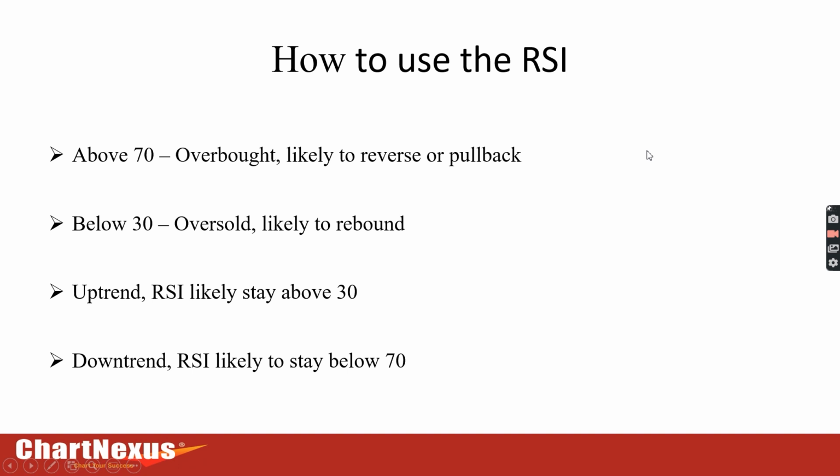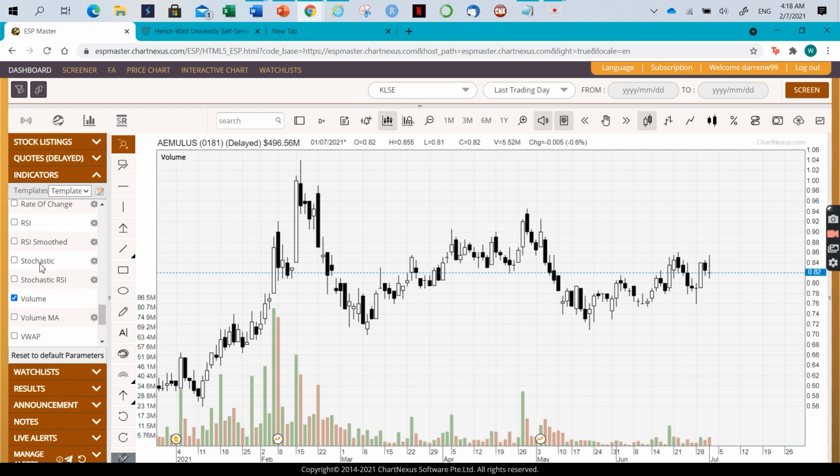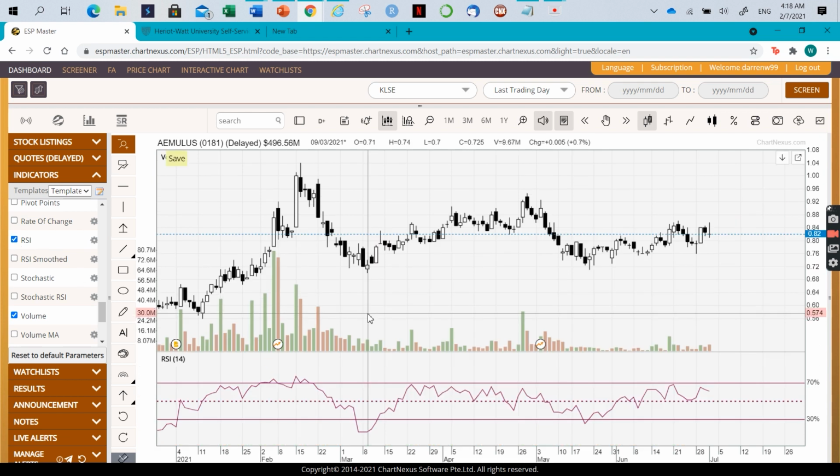So let's look at some chart examples to illustrate how to use the RSI in your trading. All right. So here we have Emulus with us, and to pull up the RSI, we just have to go to the left panel here under indicators and scroll down, and you'll see RSI. Now typically the RSI uses a 14 period, and you can change to any other period if you want, but generally it doesn't make much difference. So we just use the 14 period, the default setting.